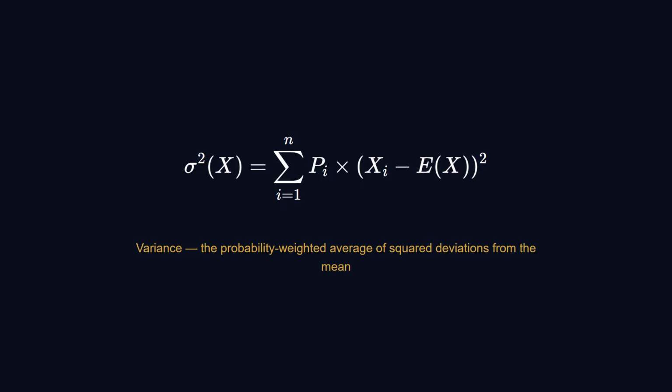Standard deviation is the square root of variance and is in the same units as the original data. Variance is in squared units, which is not intuitive. If returns are in percent, variance is in percent squared. Standard deviation brings it back to percent.